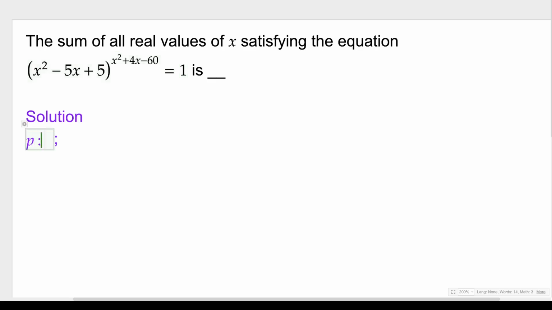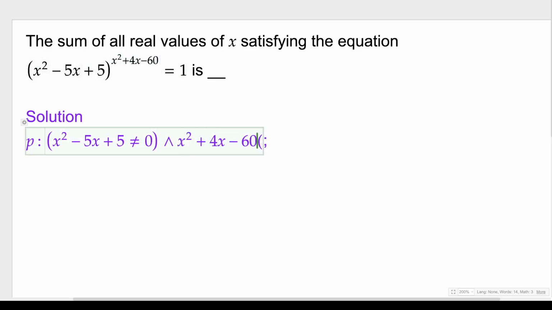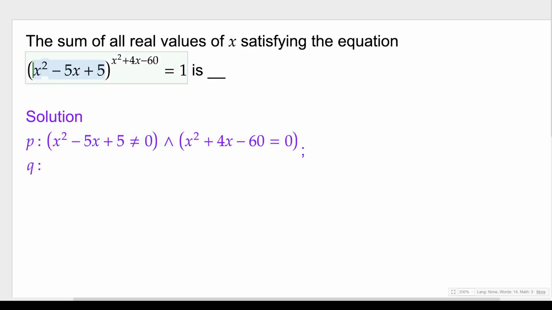So the first statement that I can generate from this is that this base, x² − 5x + 5, is non-zero, that is, not equal to 0, and at the same time this exponent is, let's say, 0. In this case we can get a 1 over here, right? Now in the next step, another possibility is that this base is equal to 1.